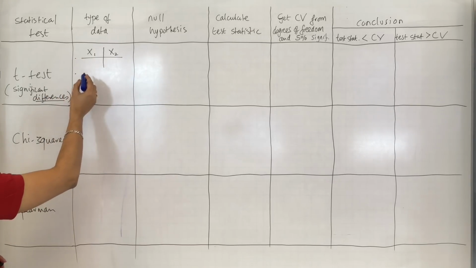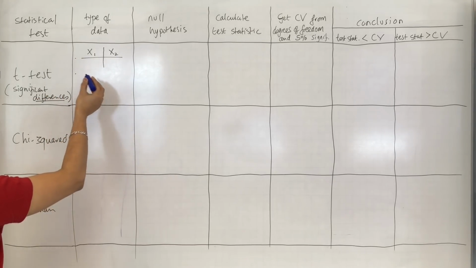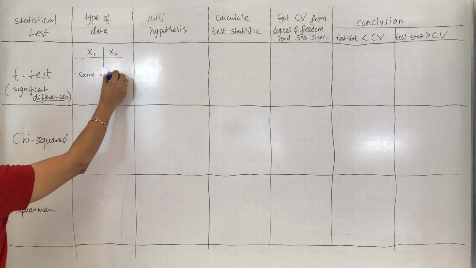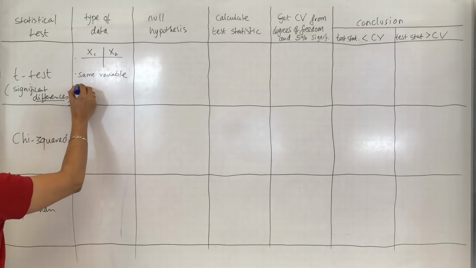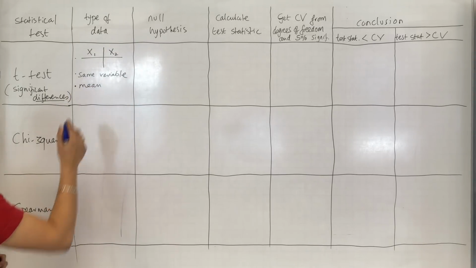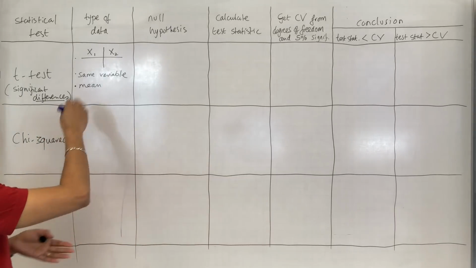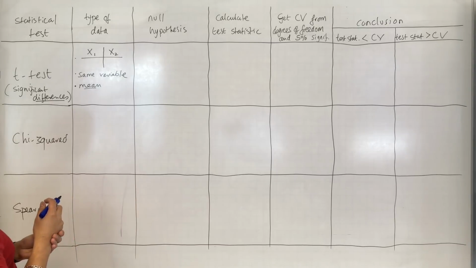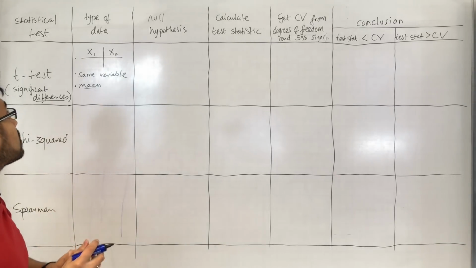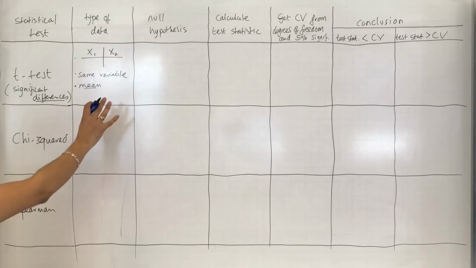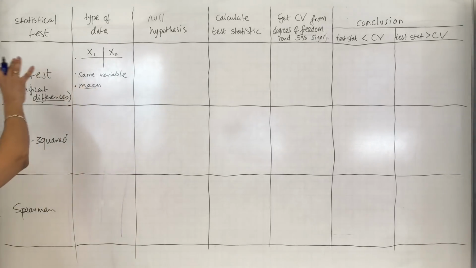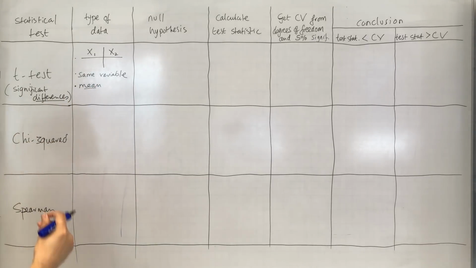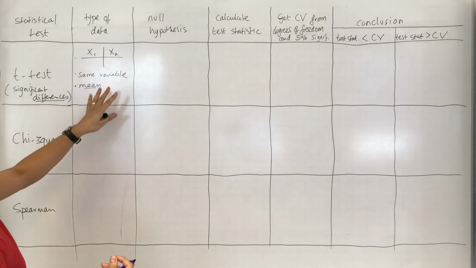The other thing is it's the same variable. Okay, so same variable, you might have a mean, or you've got a set of data from which you can determine the mean. That's another clue that you're looking at using a t-test. Okay, so that's for the t-test. You're looking for differences, and essentially you're looking for differences in the same category, in the same variable.